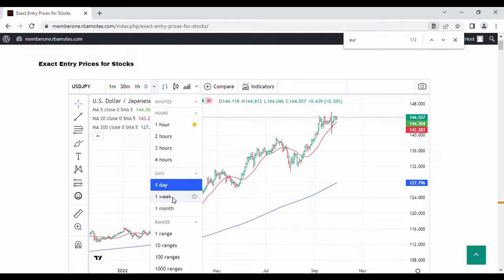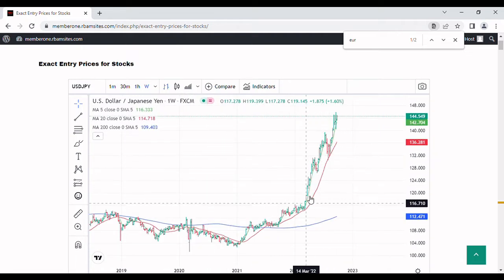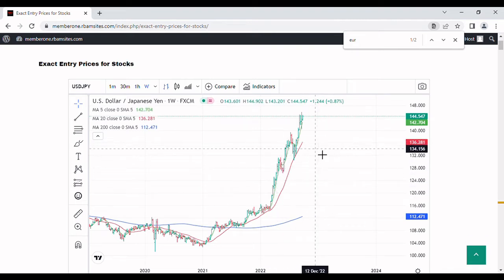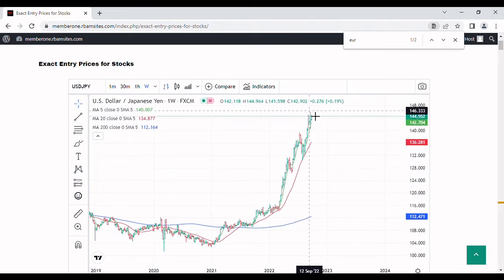Let's take a look at the weekly chart. You can see this is not sustainable, but do you really want to get in front of it and short it? When you have these kind of almost parabolic moves in anything, it's very difficult for it to be sustained.